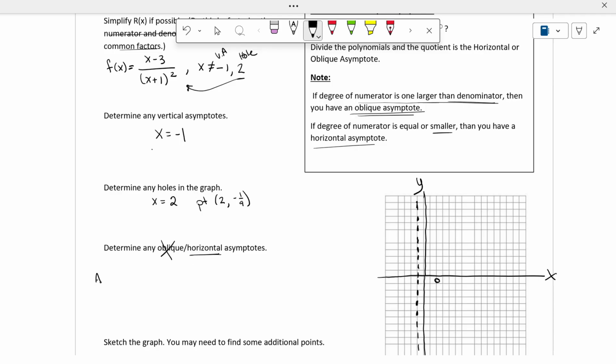Now, we're going to look at this. As x goes to either a positive or a negative infinity, what is happening to f of x? Well, the leading term on the top and the leading term on the bottom control the behavior.